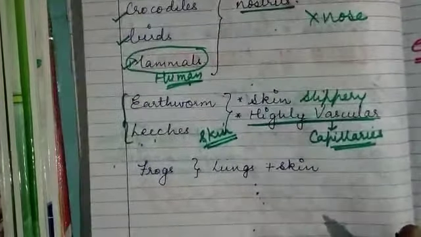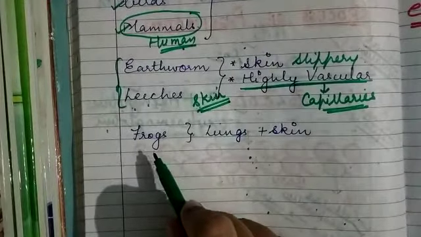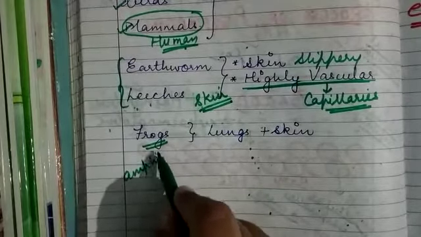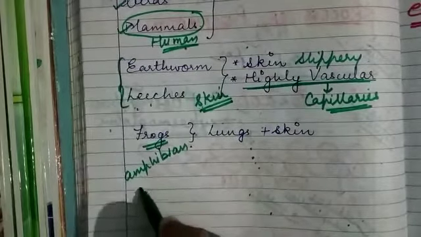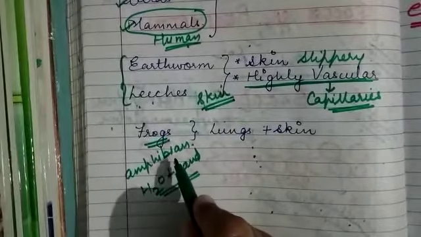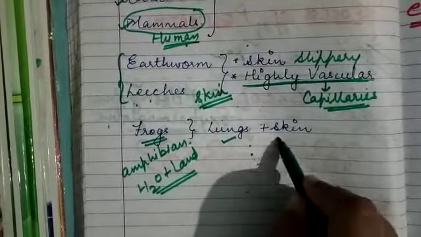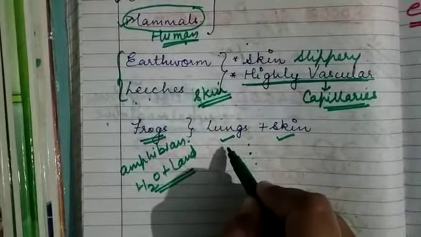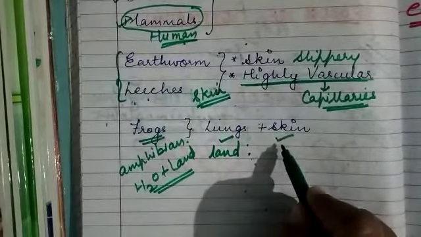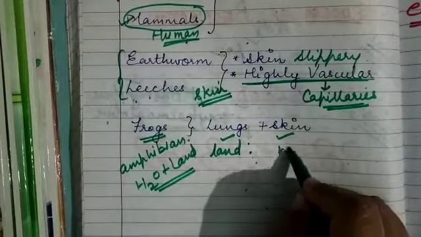Now comes the turn of the frog. Let's take the example of a frog. Frog, as I told you earlier, is an amphibian, which means it can live both on water and land. Being an amphibian, it can breathe with the help of lungs as well as skin. When it stays in air on the land, it breathes with the help of lungs, and when it stays in water, it breathes with the help of its slippery skin.